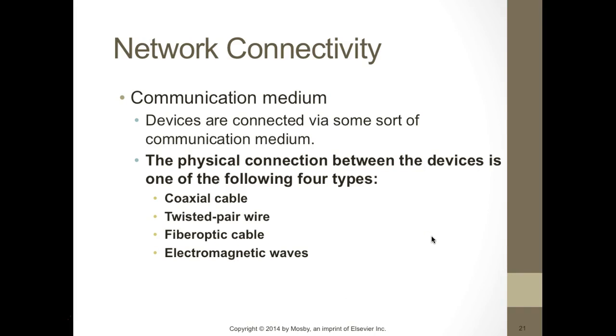All right, so network connectivity, the communication medium. Devices are connected via some sort of communication medium, the physical connection between the devices, and it is one of the following four types: the coaxial cable, the twisted pair cable, the fiber optic cable, or electromagnetic waves.